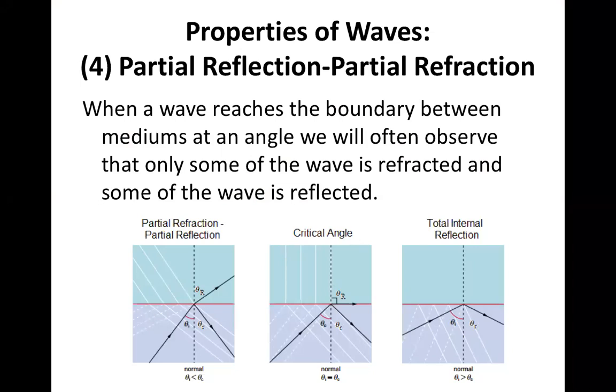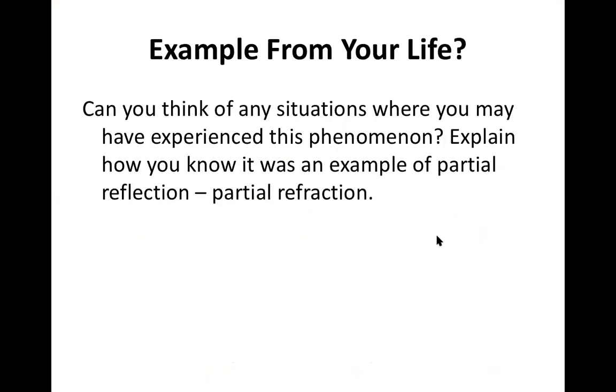Okay, so now the next property is partial reflection and partial refraction. When a wave reaches a boundary between mediums at an angle, to be honest, I think the plural of mediums is media, but we'll just go with it. When a wave reaches the boundary between media at an angle, we will often observe that only some of the wave is refracted and some of the wave is reflected.